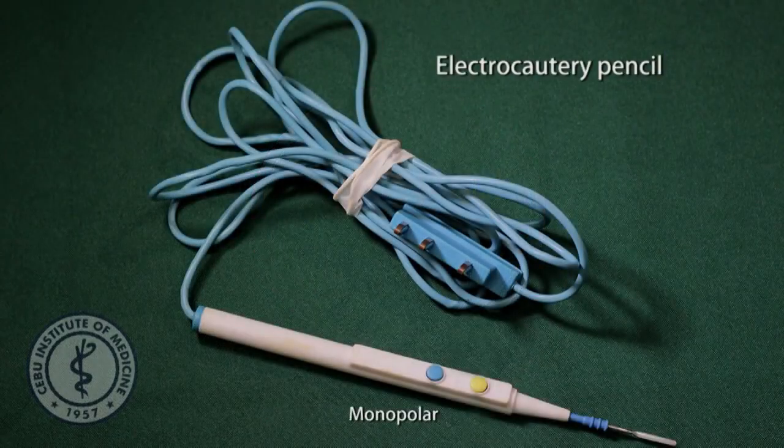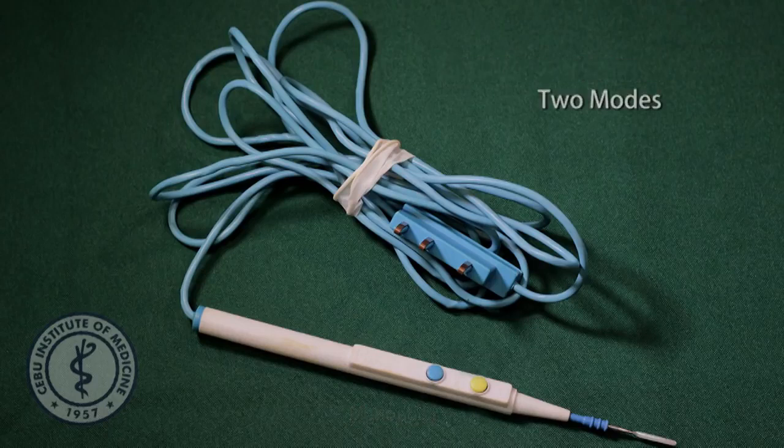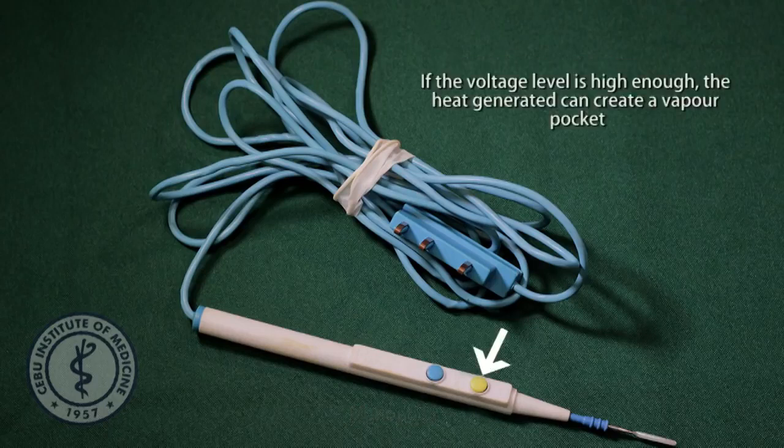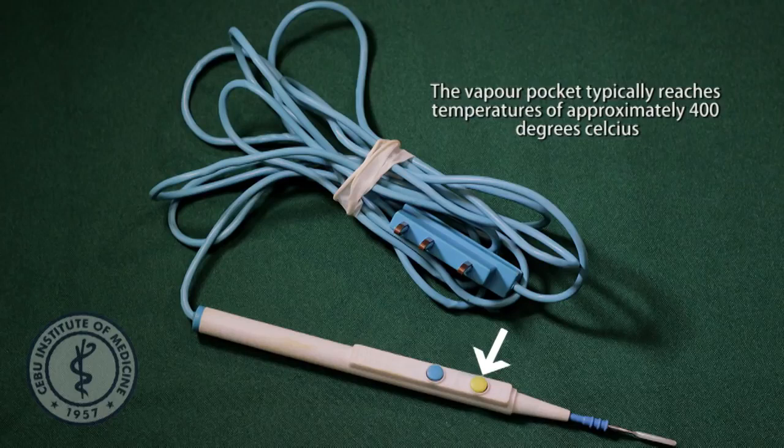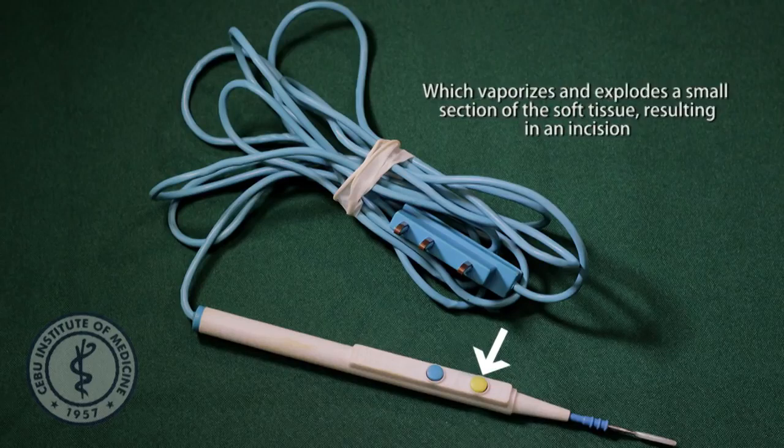Electrocautery pencil, monopolar. Two modes. Cut: if the voltage is high enough, the heat generated can create a vapor pocket. The vapor pocket typically reaches temperatures of approximately 400 degrees Celsius, which vaporizes and explodes a small section of tissue, resulting in an incision.